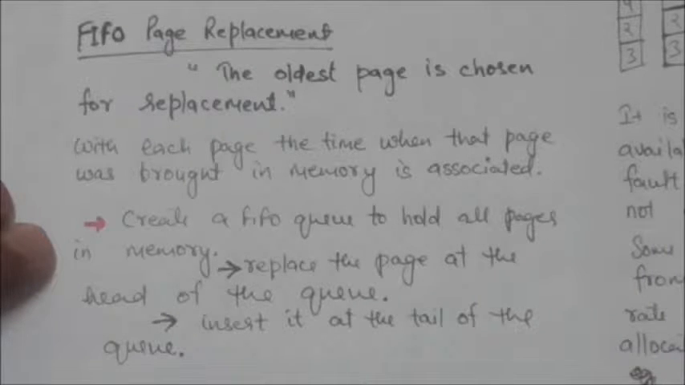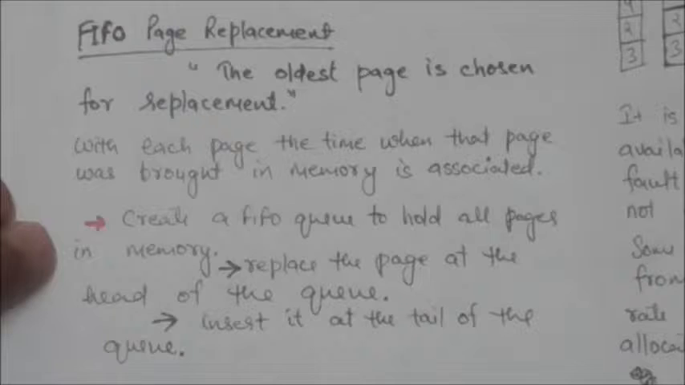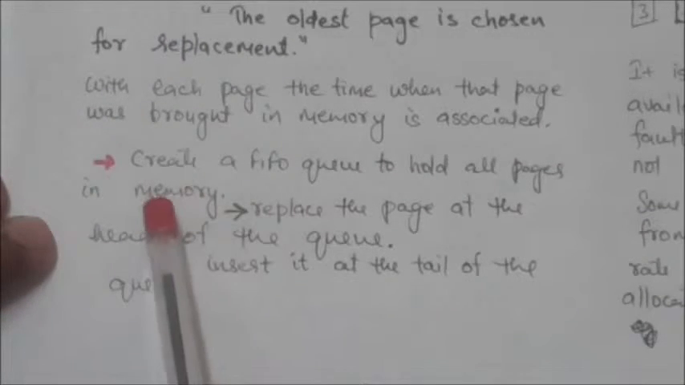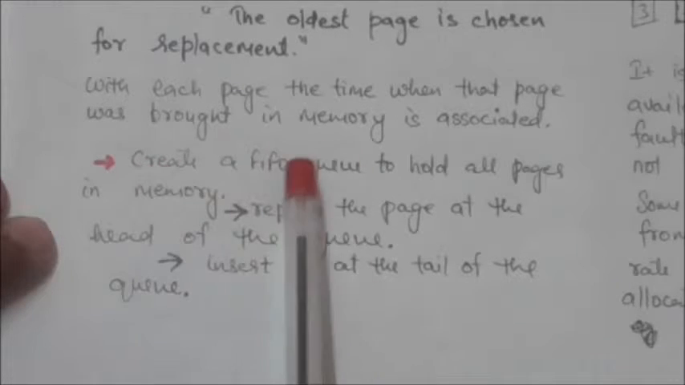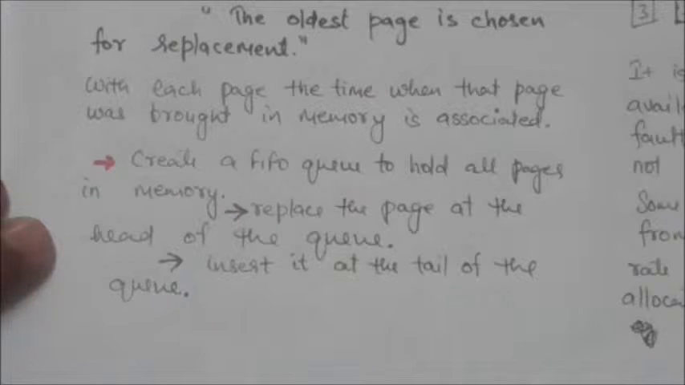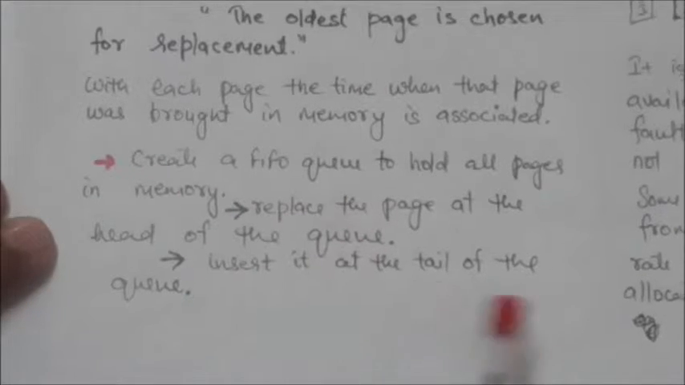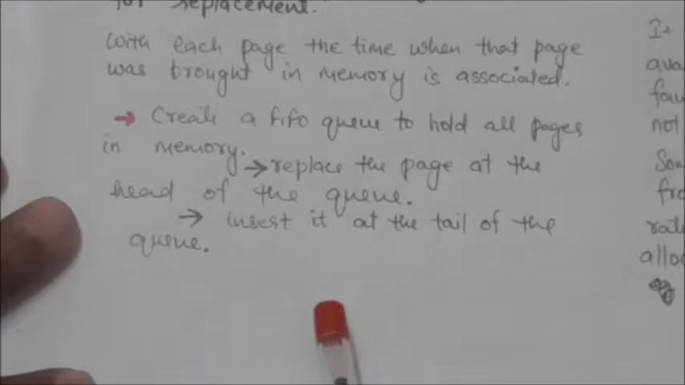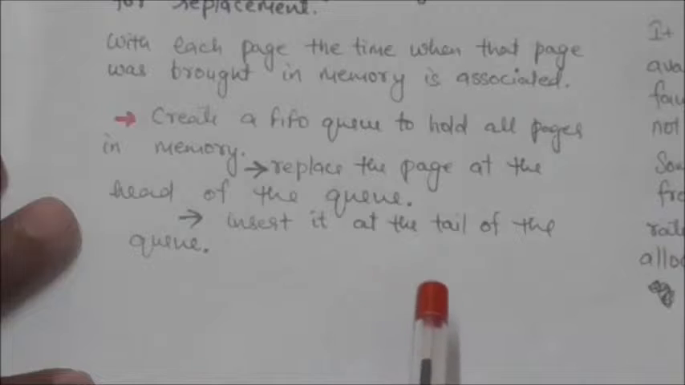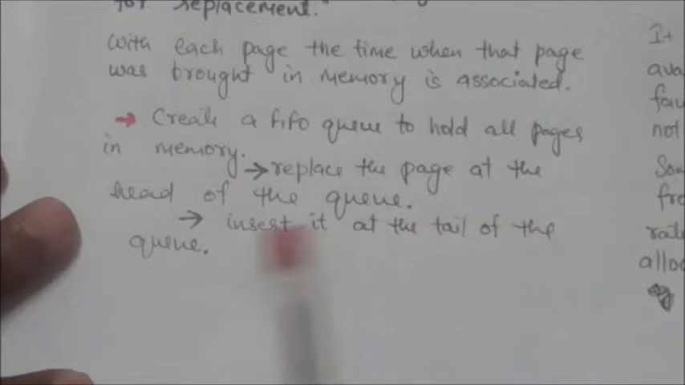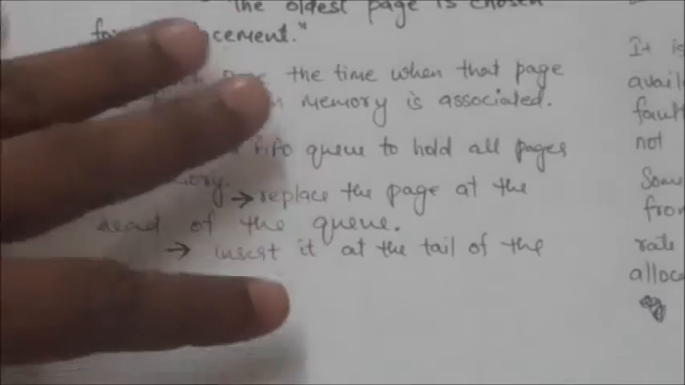So how can we implement this FIFO algorithm? To implement this FIFO page replacement algorithm, a FIFO queue is created and it holds all pages in main memory. Whenever we have to replace a page, the page at the head of this FIFO queue is replaced, and whenever we have to bring a new page into main memory, the new page is inserted at the tail of the queue. Now let us see how this FIFO algorithm works.